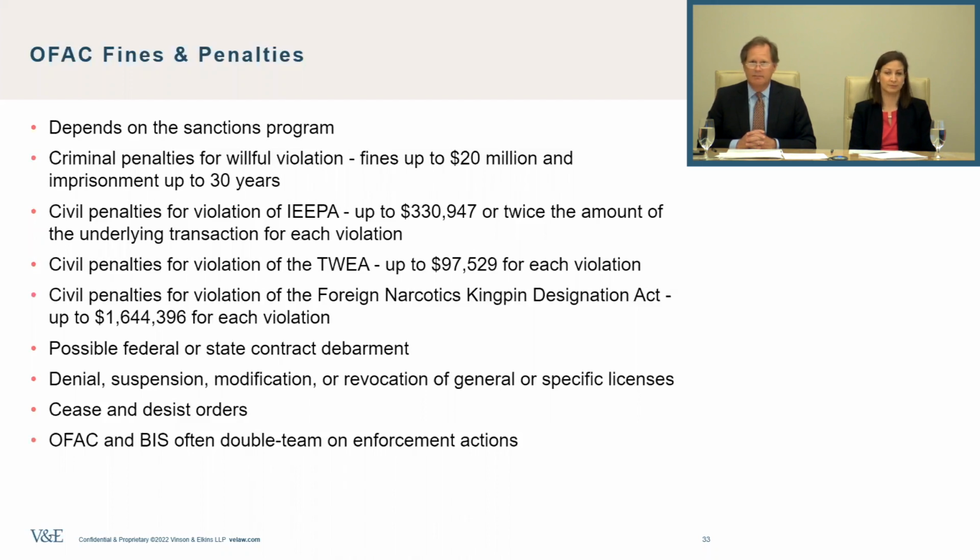Stiff, extreme fines and penalties. Willful violations are criminal: $20 million and imprisonment for up to 30 years. You've got the sanctions under IEEPA. This is why IEEPA is used often, because the penalties are higher than some of the other statutes. And then you see some other activities there. You also have other possible bad outcomes, including suspension and debarment, cease and desist orders, and OFAC and BIS from Commerce are often double teaming on these issues.